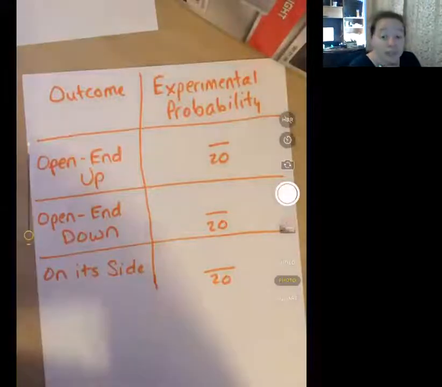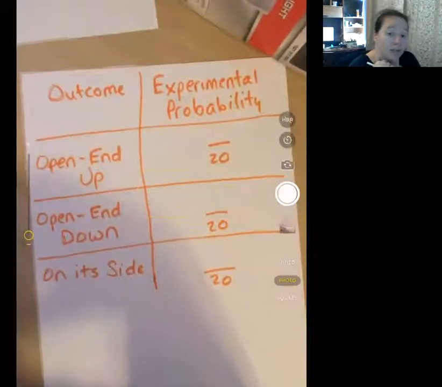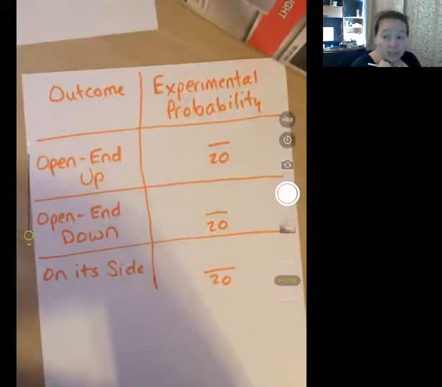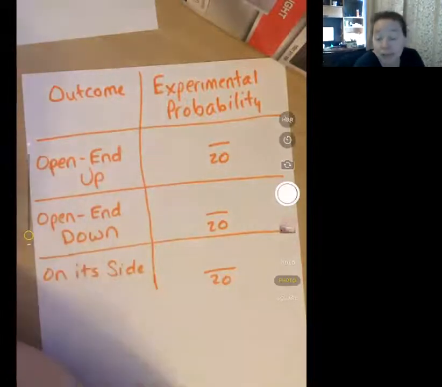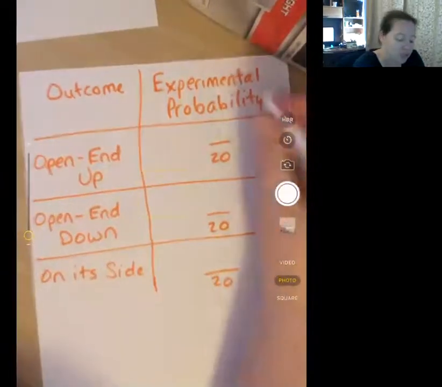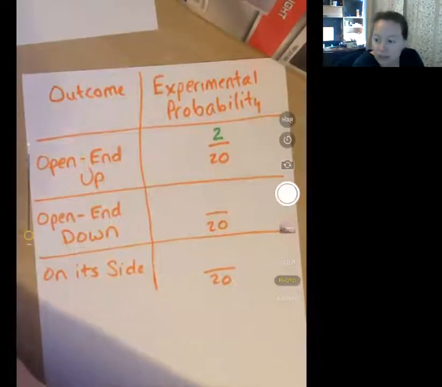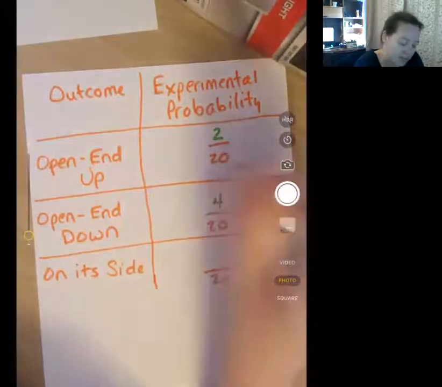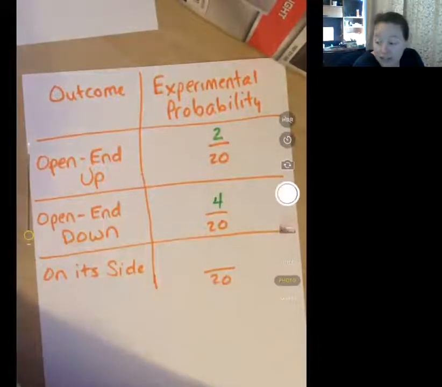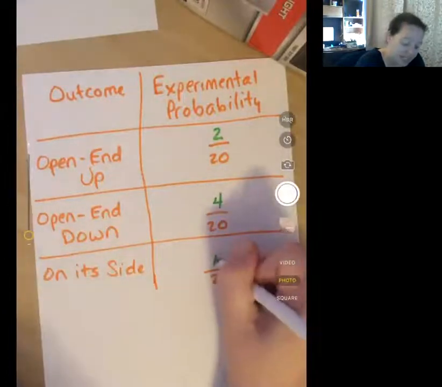Okay, so I'm back. We now need to fill in the information from the top. My information was the open end up. That would be the top up. If you would put top instead, it is 2. The open end down, that would be the bottom. Closed end up, that would be the bottom of the cup was up. I had that happen 4 times. And it landing on its side, I had happen 14 times.